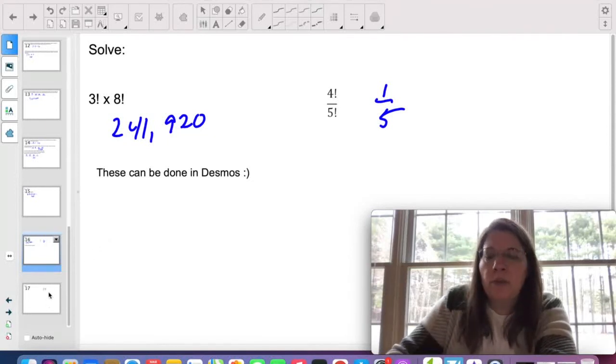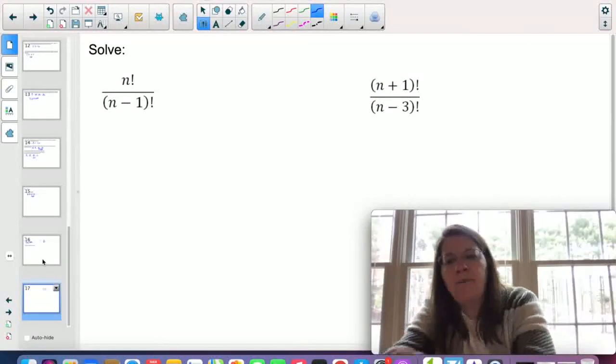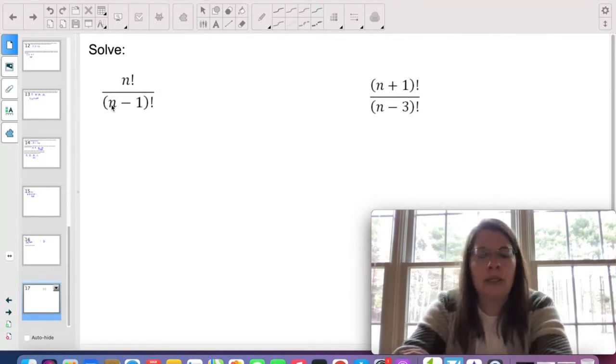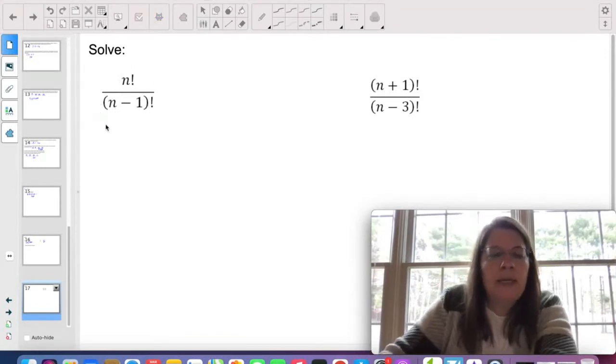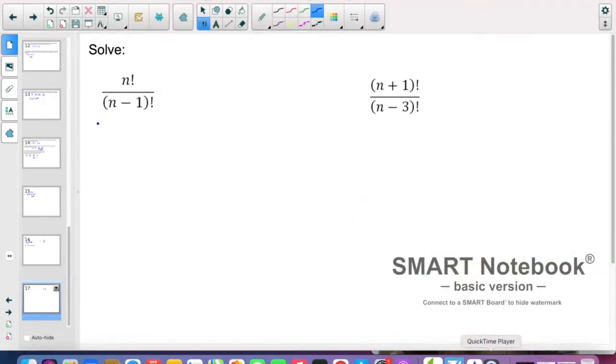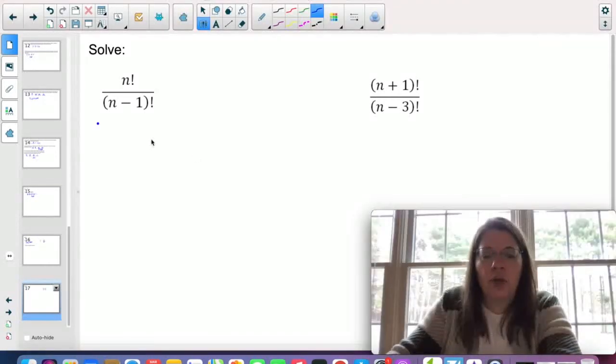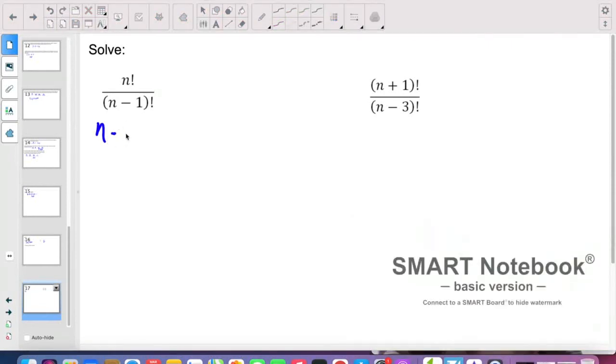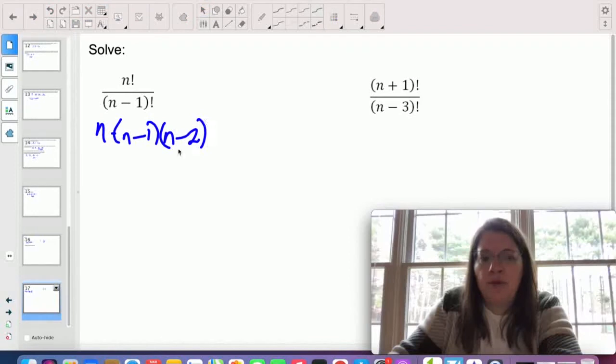But here's where they get a little bit more complicated. You may have some with variables, and you can't do variables in Desmos. The only variables Desmos recognizes is when we have a graph that we're dealing with. So for this, if I'm doing n factorial over n minus 1 factorial, that would be n times, and then the next term, the term 1 lower than n, would be n minus 1. And then the term lower than that is n minus 2. Then we could go to n minus 3, n minus 4, n minus 5, dot, dot, dot.